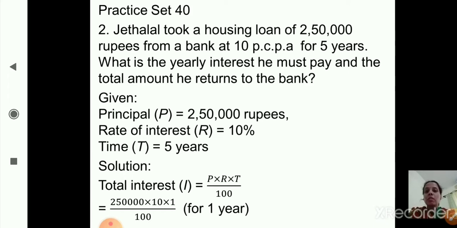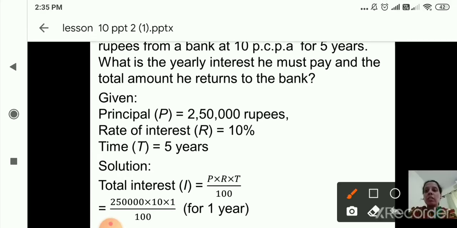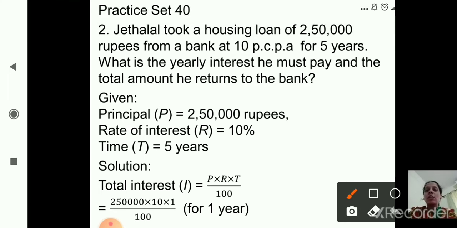Now, what is given, we will write down. Jethalal took a housing loan of 2,50,000 rupees. So the amount which is borrowed or invested from the bank, that is principal. So 2,50,000 is principal, that is P. From a bank at 10% per annum. So 10% per annum is the rate of interest, that is 10%, for 5 years. Time is given, 5 years. So P is given, R is given and T is given.